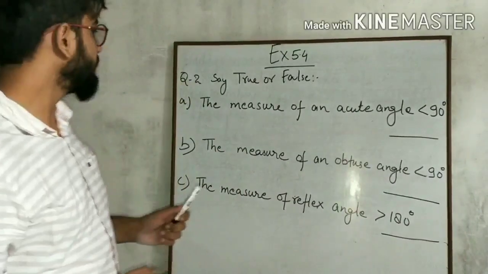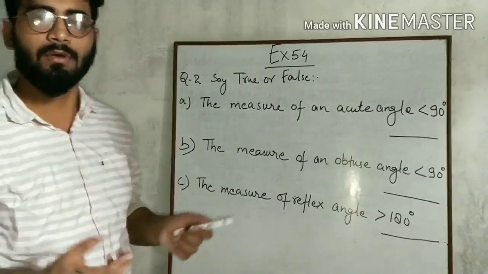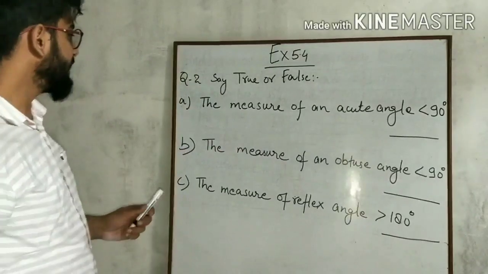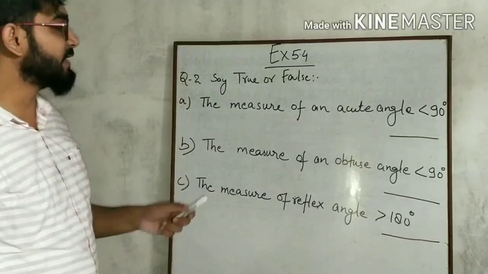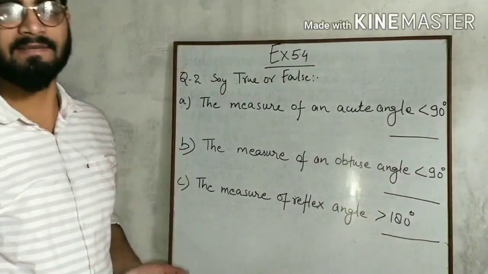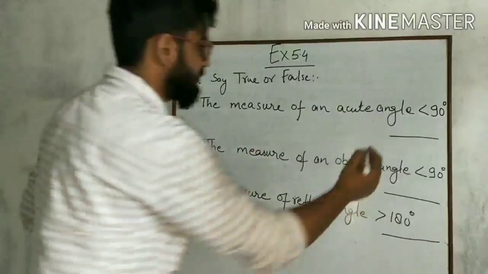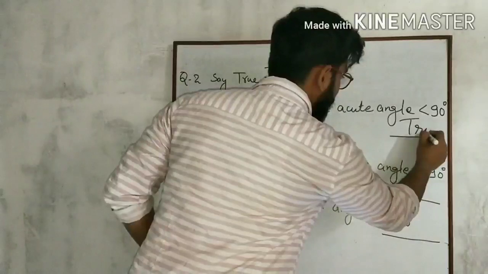Okay, what is the second question? Say true or false. We have to tell whether the statement is true or false. What is the A part? The measure of an acute angle is less than 90 degrees. Yes, we all know that an acute angle is less than 90 degrees. So it is true. Okay.